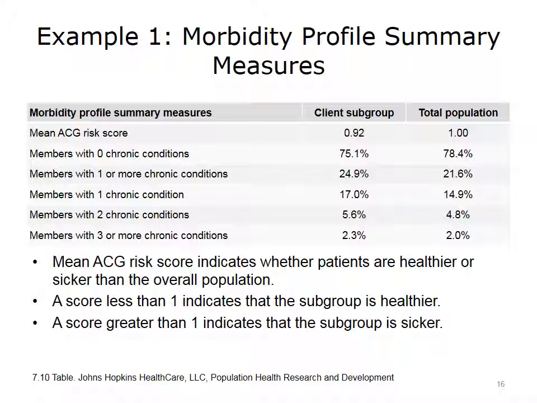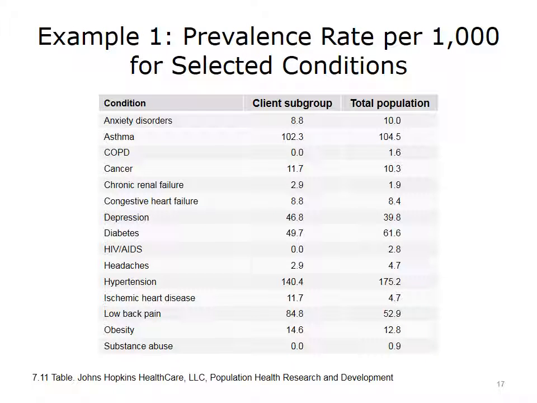A score of less than 1 means that the subgroup is healthier. A score of greater than 1 means that the subgroup is sicker. The table also shows the percentages of patients or members within this population who have no chronic conditions, 1 chronic condition, 2 chronic conditions, or 3 or more chronic conditions. This table shows prevalence rates per 1,000 in a population for selected conditions.